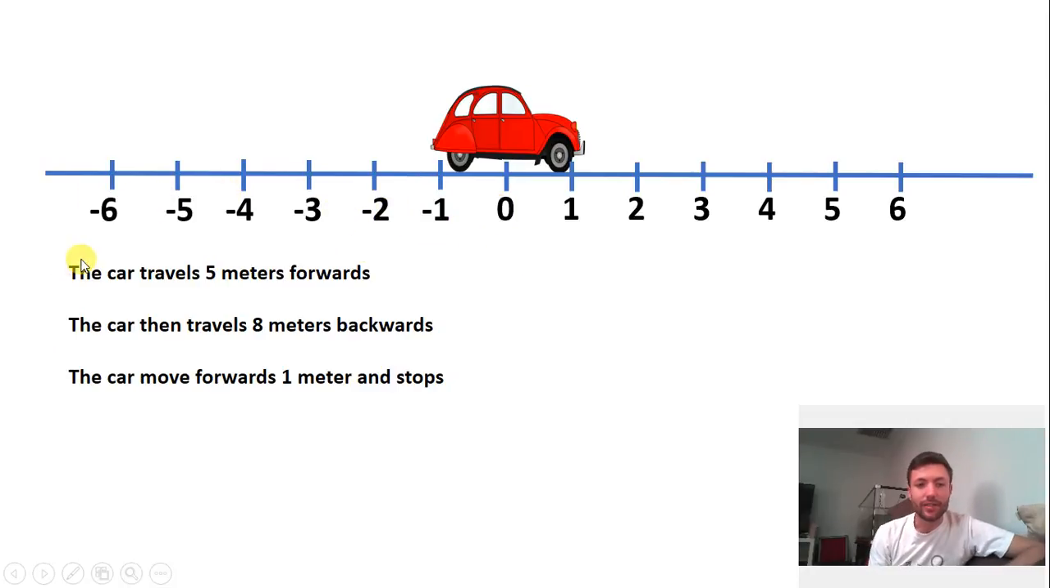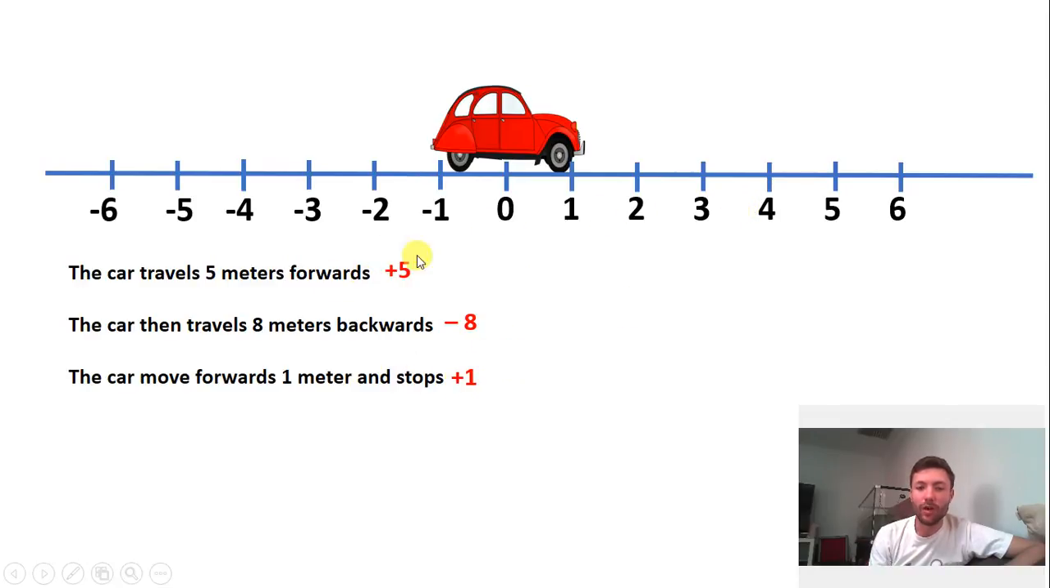So now we're going to assign these to either a positive or a negative value. So the car travels 5 meters forwards. So if we're going forwards, it's going to be a positive. So we're going to the right. The car then travels backwards, so it's going to be negative, so we're going to the left, so -8. And the car moves forwards 1 more meter, so that's another positive because we're going that way.